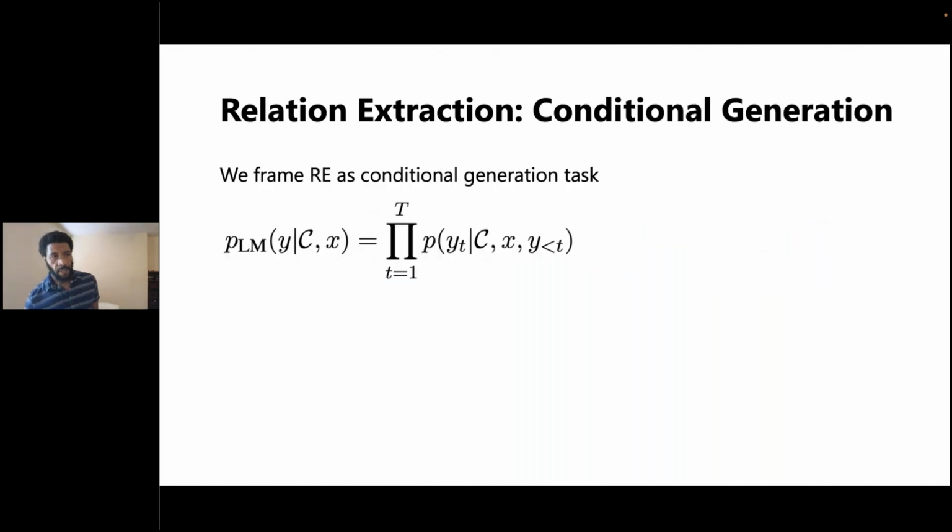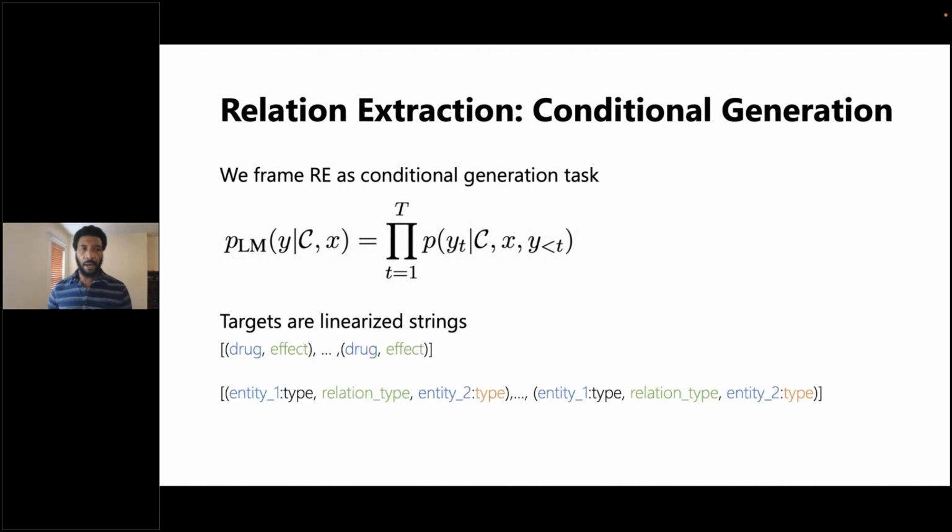So in recent work, we decided to look at this problem from the standpoint of conditional generation using a large language model. Here we essentially take the structured outputs and linearize them, meaning we convert them into strings. These strings consist of lists of tuples. And so given the input text, the model needs to generate these linearized outputs token by token.